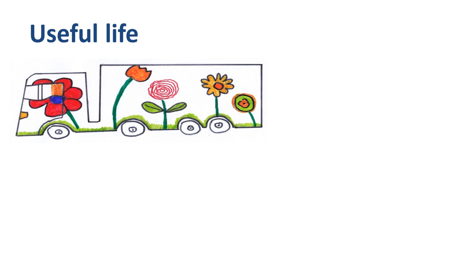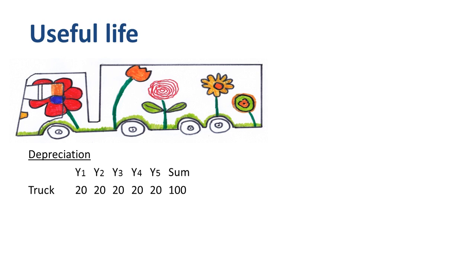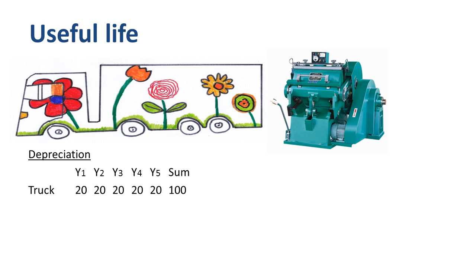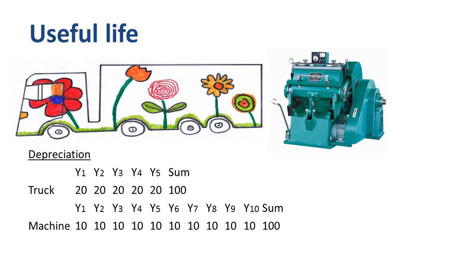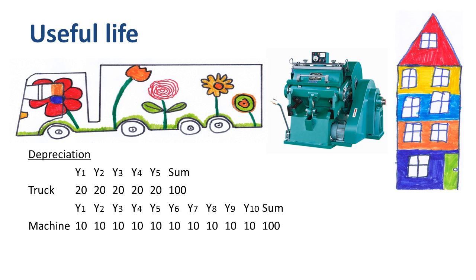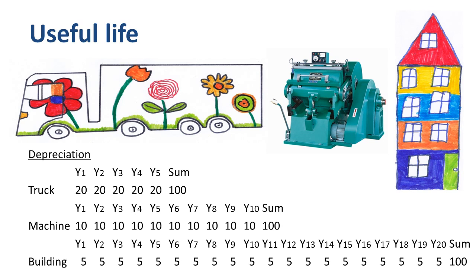In order to determine the depreciation charge per year, it is important to assess upfront how many years you realistically think you can use the asset. You then align the number of years that you depreciate to the number of years of the asset's useful life. We bought a truck for our company for $100,000 with a useful life of 5 years, so $20,000 per year. We also bought a machine for $100,000 with a useful life of 10 years, so $10,000 depreciation per year. Finally, we bought an office building for $100,000 with a useful life of 20 years, so $5,000 depreciation per year.